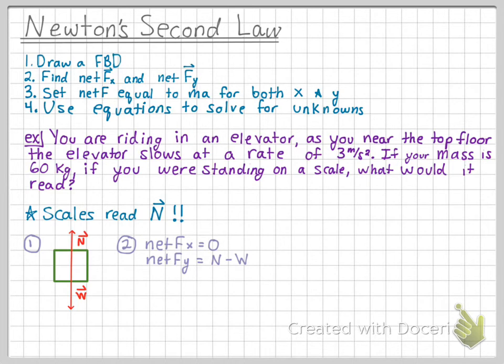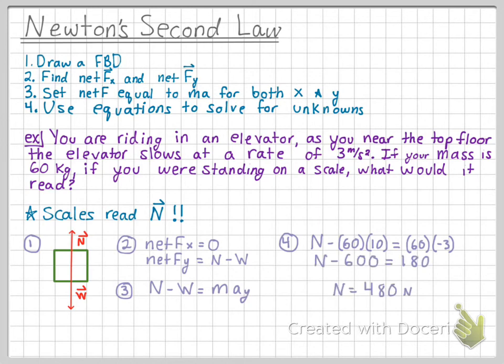The third step is to set the net force equal to the mass times the acceleration in the y direction. So here we have the normal force minus the weight equal to the mass times the acceleration in the y direction. And now we can plug in our known variables, taking into account that our acceleration is -3 because we are slowing down. And we find that the normal force is 480 newtons.